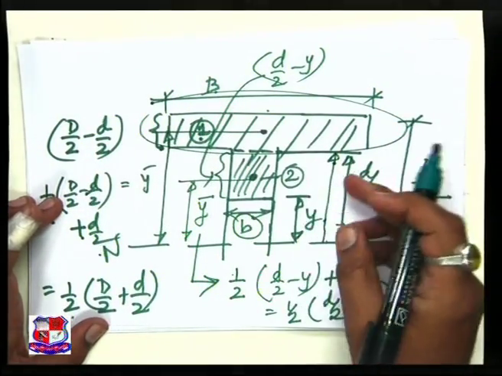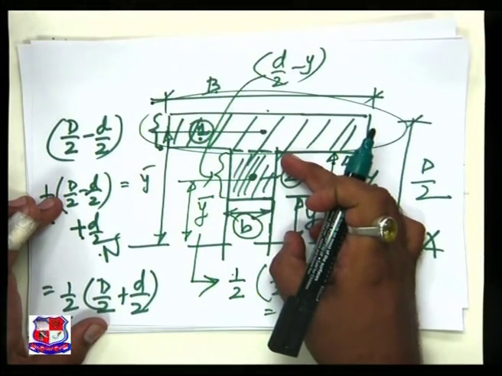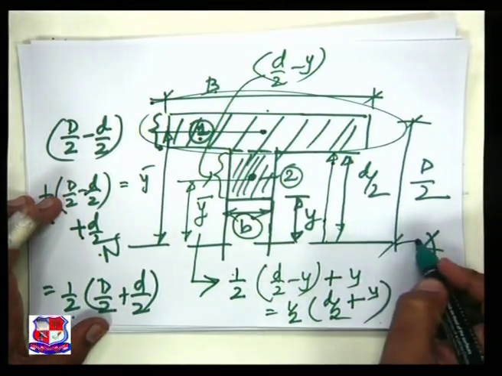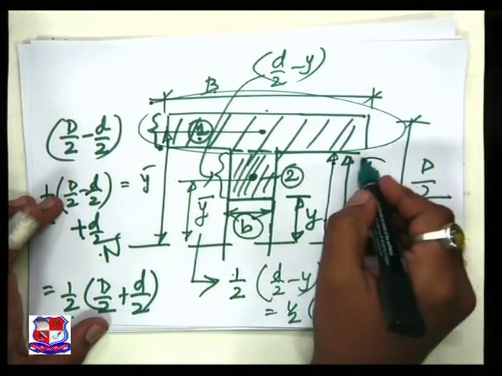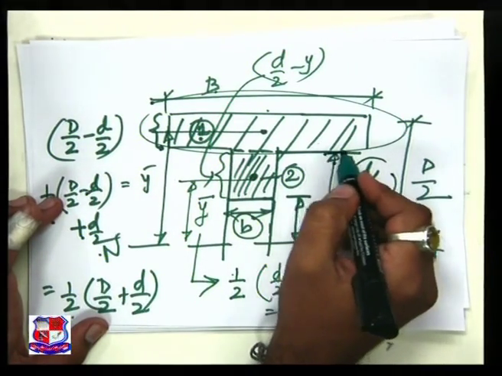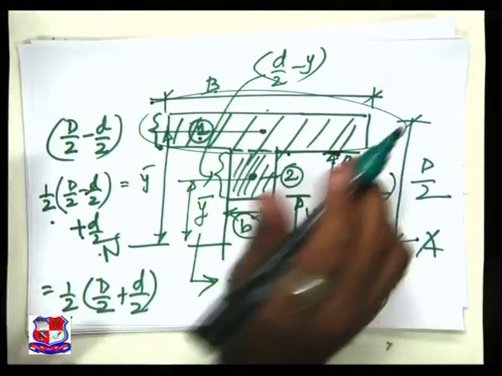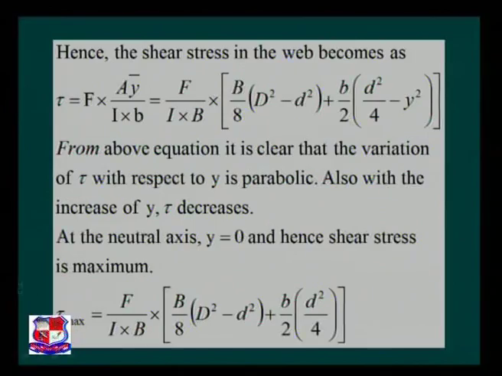Right now our intention is to find out the variation on the web parameter. So y is equal to 0 means the value at the neutral axis. y is equal to d by 2 is the variation at the bottom of the flange or at the top of the web. So if you come to this point, the neutral axis, y is equal to 0. Hence the shear stress is maximum.